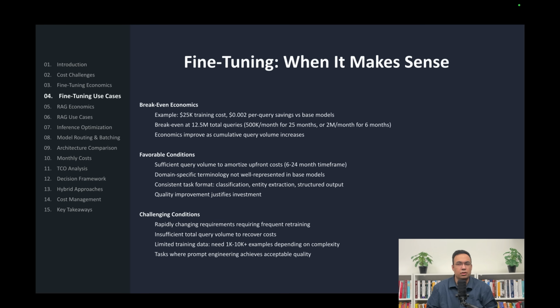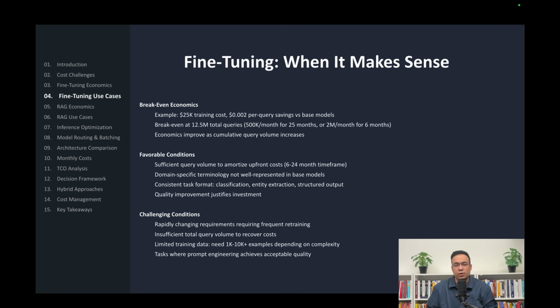Maybe because your model is smaller and now more efficient, or because it requires shorter prompts. Your break-even point is at 12.5 million total queries. Now, this would happen in different ways. Let's say 500 queries per month for 25 months, or 2 million queries per month for just over 6 months. The key word here is total. We're talking about cumulative query volume over the lifetime of the model, not just the monthly rate.